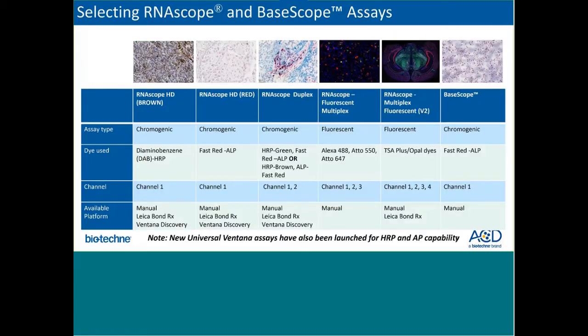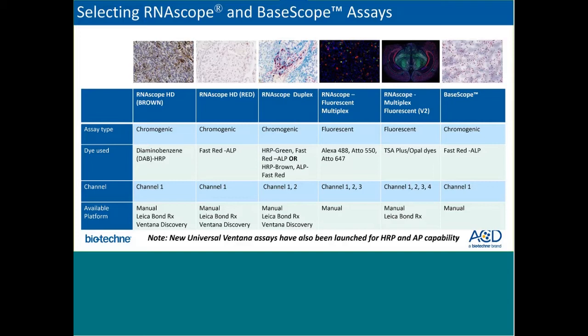This slide presents all the assays that are currently available from ACD. If you have a single ISH target, you may choose our singleplex assays, such as the chromogenic brown or red. If you have two targets, you may choose the chromogenic duplex assay, seen here as a red-green combination. However, if you have 3 or more targets, you may opt for the multiplex fluorescent assay.